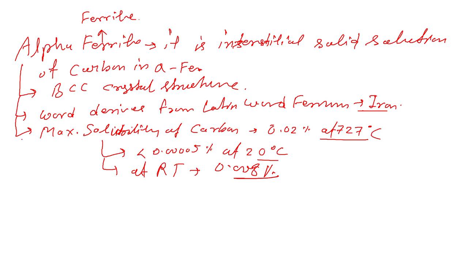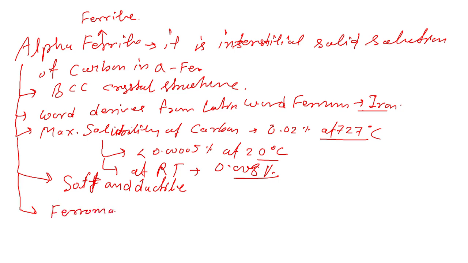This phase is soft and ductile. The ductility of this phase is higher as compared to the other phases like austenite and cementite. This is ferromagnetic.